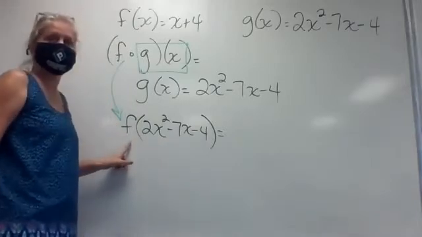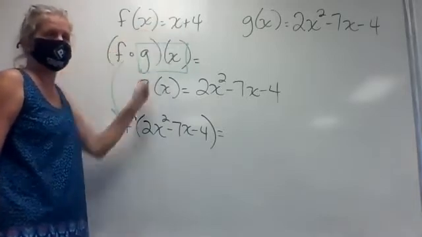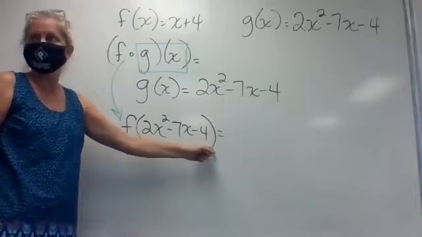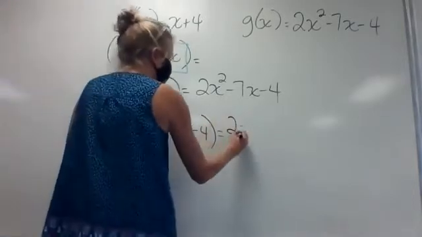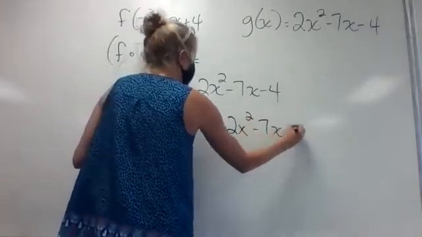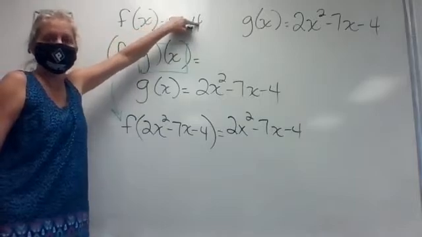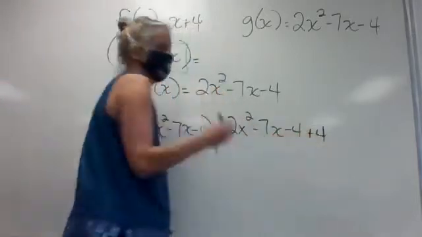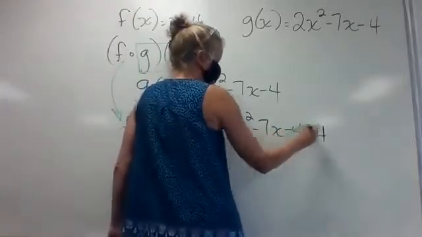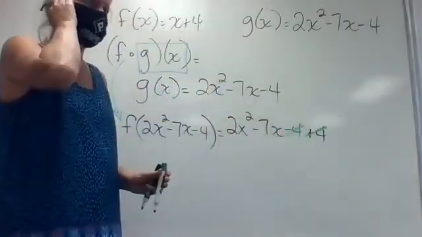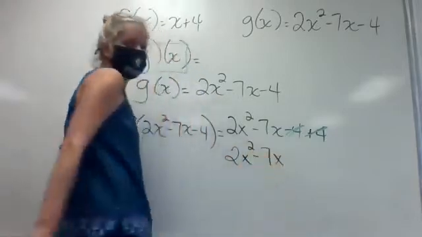So that tells me to go to f. What am I going to put instead of this x? All that, right? You replace the x with whatever's in parentheses. So instead of x, I've got 2x squared minus 7x minus 4. So that replaces the x, plus 4. And what happens at the end here? Right, zeroes out. So all I'm left with is 2x squared minus 7x.